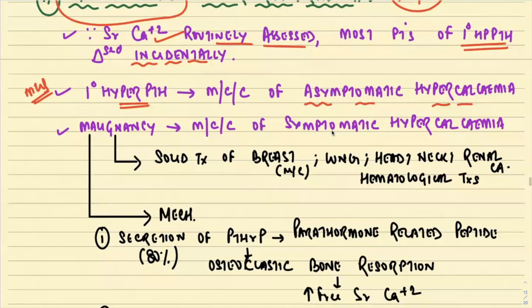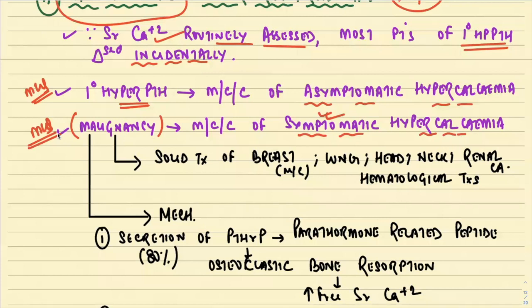Thirdly, the most common cause of symptomatic hypercalcemia, that means signs and symptoms of hypercalcemia are there, then the answer will be malignancy. So these are three very important MCQs always asked in the exam. It should be completely crystal clear what the answers to these MCQs are.